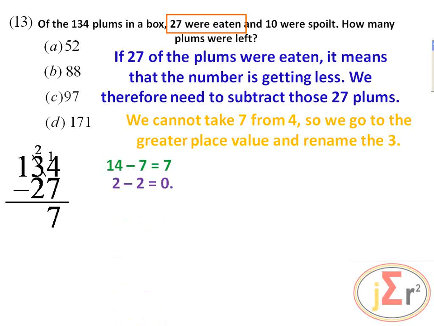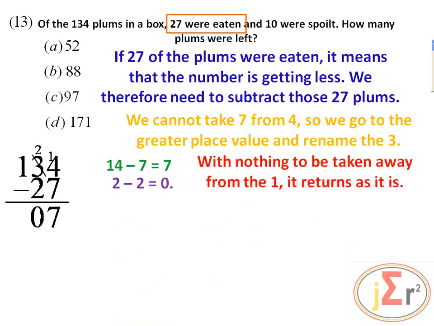Also, 2 minus 2, that's 0, and with nothing to take away from 1, it returns as it is. So we have 107 plums remaining after eating 27 of them.